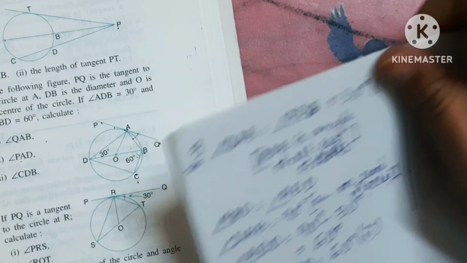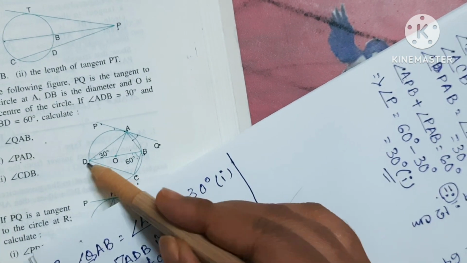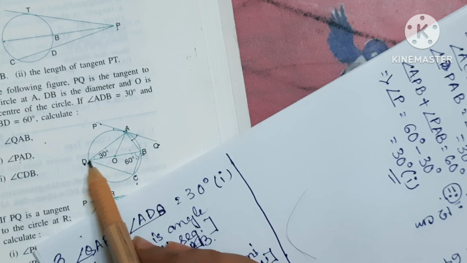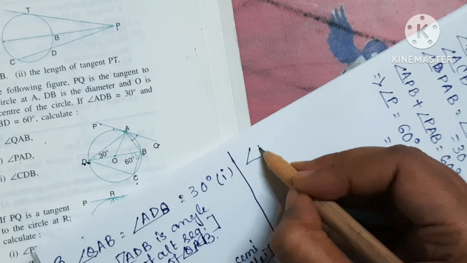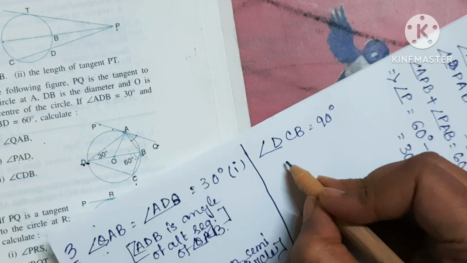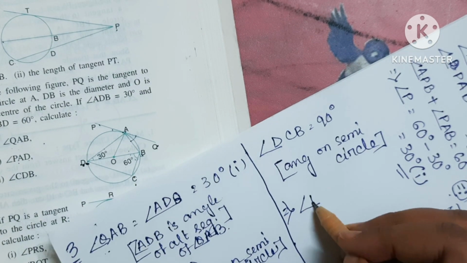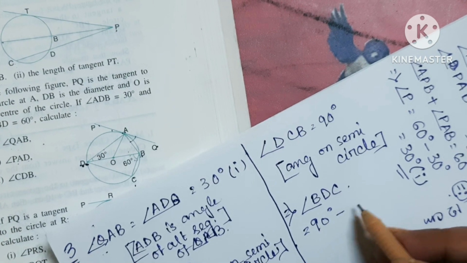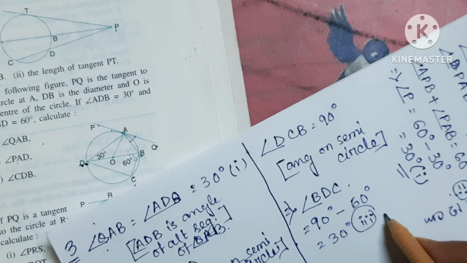Now come to the last part, angle CDB. See, DB is the diameter, so angle DCB is 90 degree, because this is angle on semicircle. So triangle DCB is a right triangle, and angle BDC or CDB will be 90 degree minus 60 degree. So that will be 30 degree. This is the answer of 3.